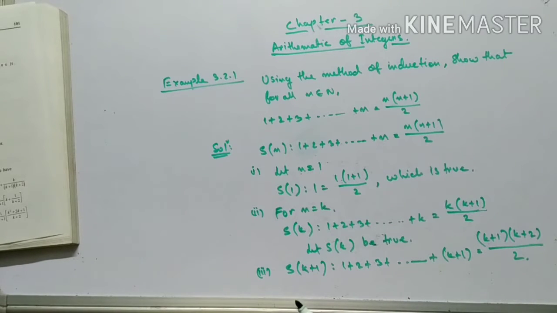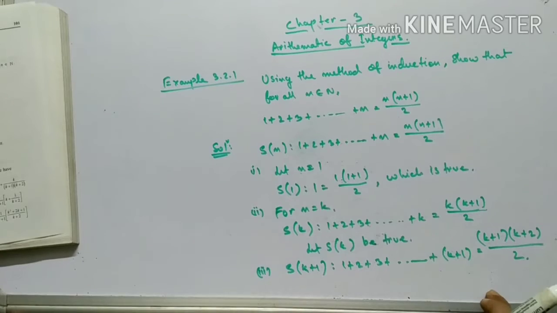Then next I will have to prove that the following statement is true if n value is k plus 1. With k, if I add 1, then also the following statement will be true. This one I will have to prove. So that means this statement I will have to prove that it is true: 1 plus 2 plus 3 plus dot dot dot plus k plus 1 equals k plus 1 into k plus 2 by 2. This statement is true. That one I will have to prove now.